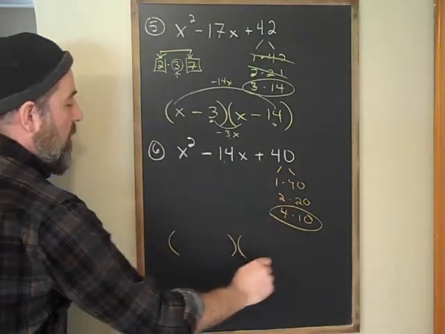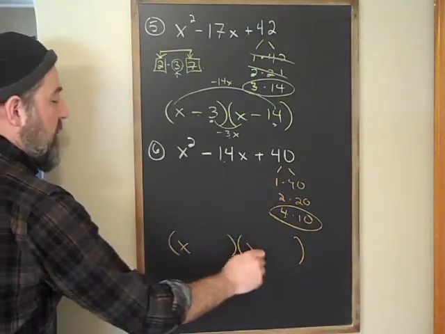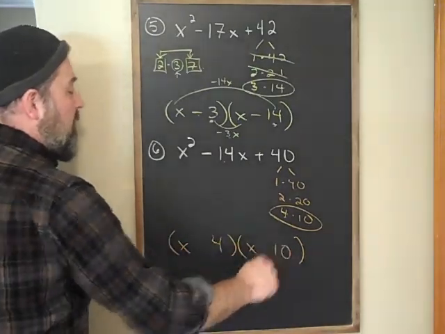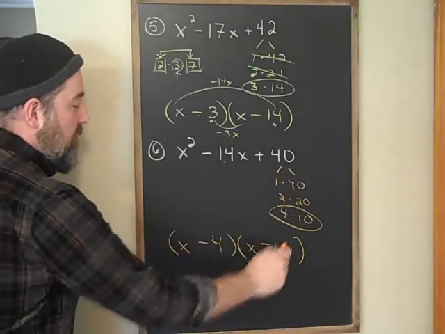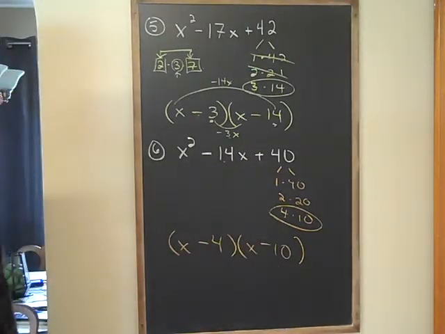So we'll have our by and our by, x and x, and 4 and 10. And yes, we want them to add to be negative 14, so they're both subtracted. X minus 4, x minus 10.